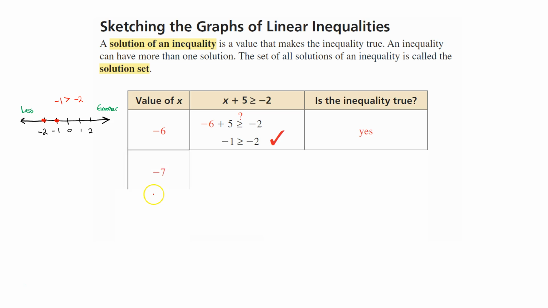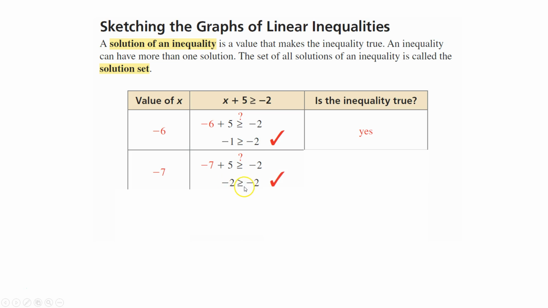What about -7? Is -7 a solution? Let's plug it in and find out. Plug a -7 in for x. -7 plus 5 is greater than or equal to -2. -7 plus 5 is -2. Is -2 greater than or equal to -2? Well, it's not greater than -2, but it is equal to -2. So this is true. -2 is greater than or equal to -2 because it is equal to -2. So -7 is a solution to this inequality.